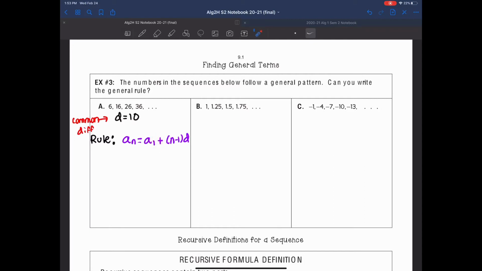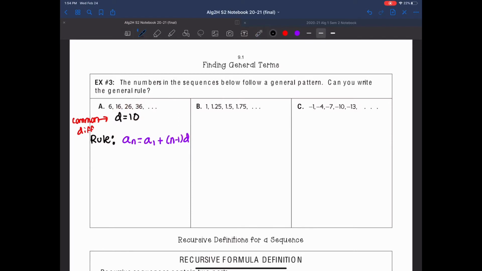And we know that n represents the label of the term, okay? So A sub 1 is your first term. N is going to be the thing we plug into depending on which term we're trying to find. And D, that is your common difference. We just found what the common difference of part A is, so I'm literally going to take this common difference, plug it in for D.